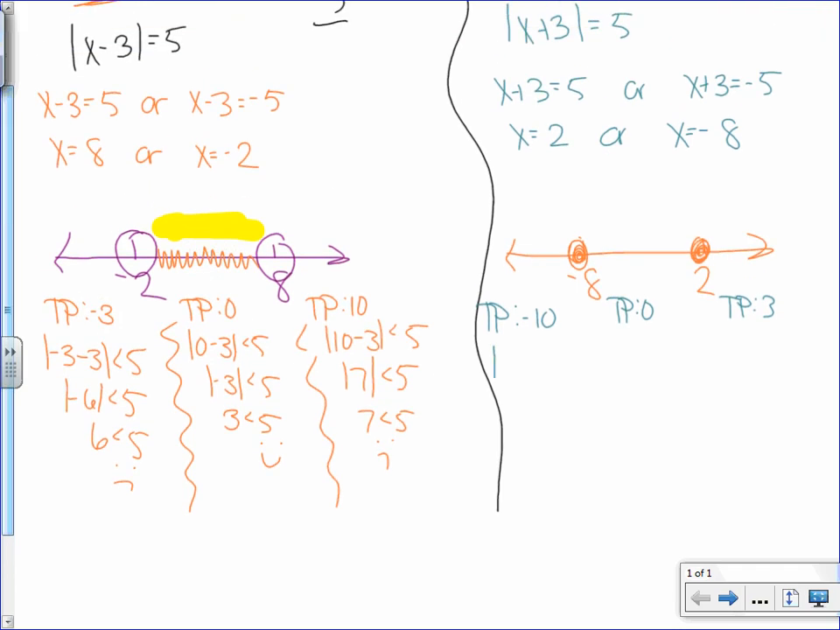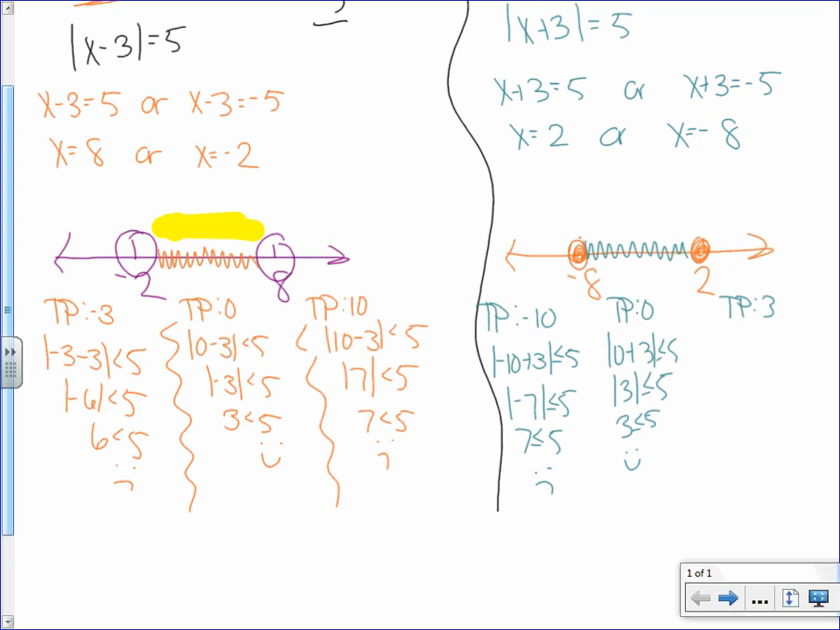So this is going to give me the absolute value of negative 10 plus 3 is less than or equal to 5. And then this is going to be negative 7. And the absolute value of negative 7 is 7. This does not work, so I don't shade. When I plug in 0, I get the absolute value of 3, and that's 3, and 3 is less than or equal to 5, so that does work, so I do shade where 0 is.